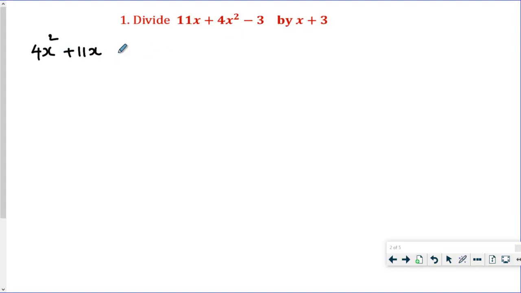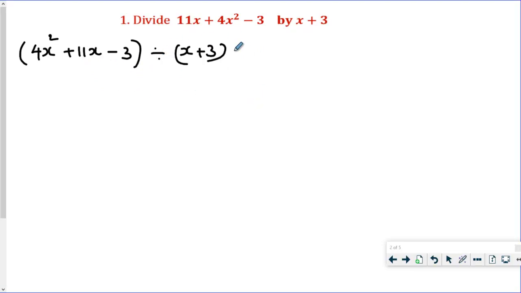After that you write the last term, that is the constant. The power of the variable should be in descending order. Here it was 2, here it was 1, here it's power 0. So first you have to rearrange the polynomial based on the power of the variable, divided by x plus 3. Here also the power of the variable should be in descending order. Now after that we can do the division method.